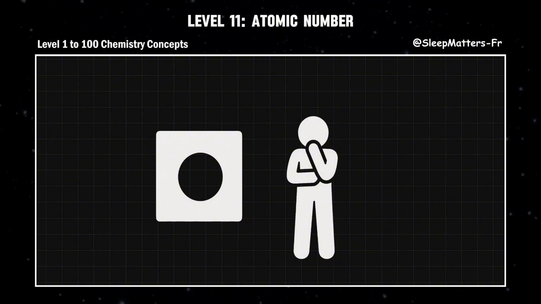The atomic number is not just a label, it is a promise. It tells you how many protons are in the nucleus of an atom. That number decides everything. If an atom has 1 proton, it is hydrogen. 2 protons, and it becomes helium. 8 protons, and it is oxygen. Change that number, and the atom stops being what it was.